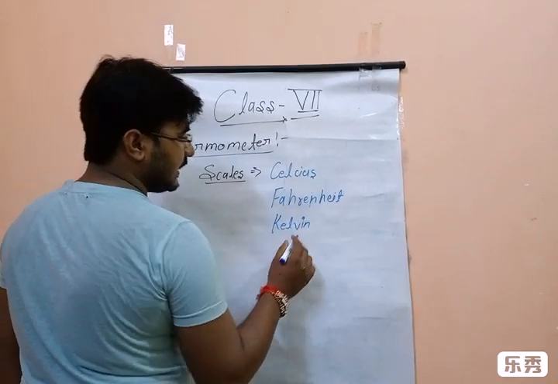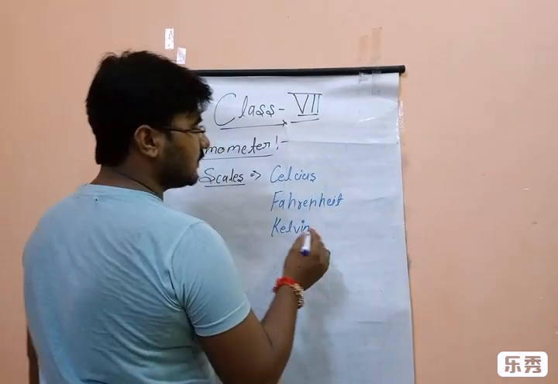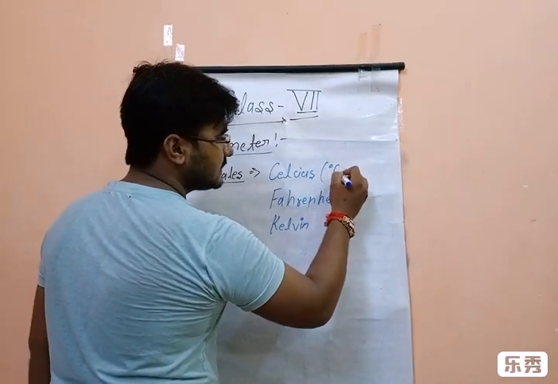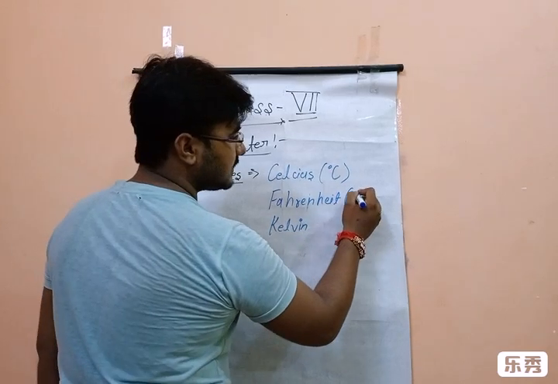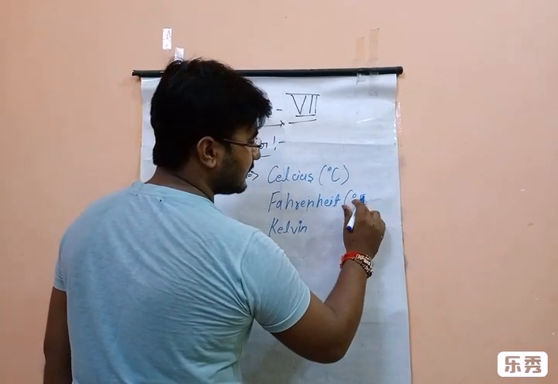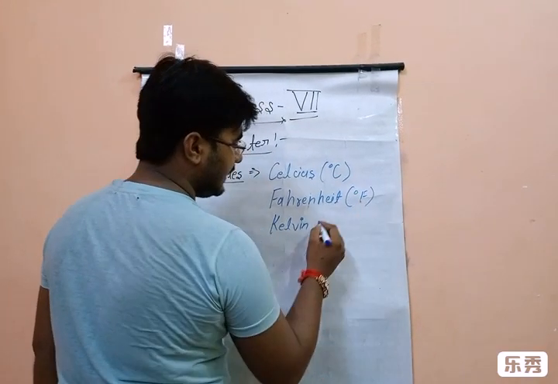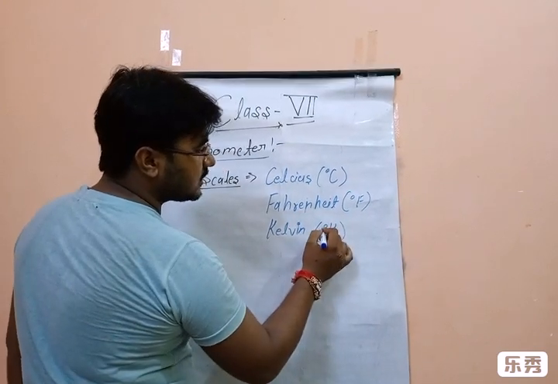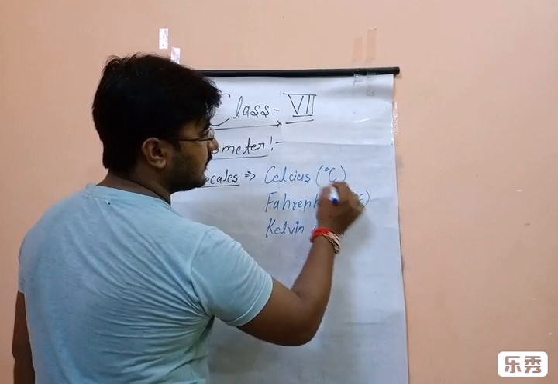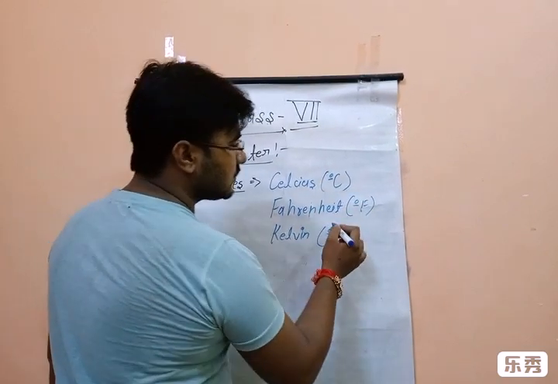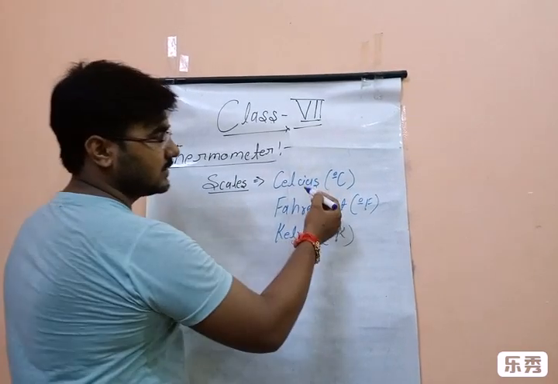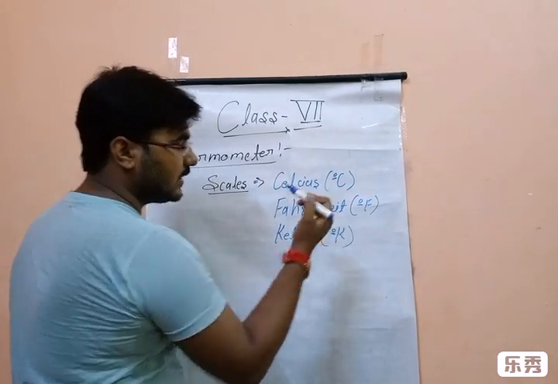Okay, after this I am telling you the symbols of these. Celsius is written as degree Celsius, Fahrenheit is written as degree Fahrenheit, then Kelvin is written as degree Kelvin. This small circle in every scale is known as degree. It is read as degree Celsius, degree Fahrenheit, degree Kelvin.